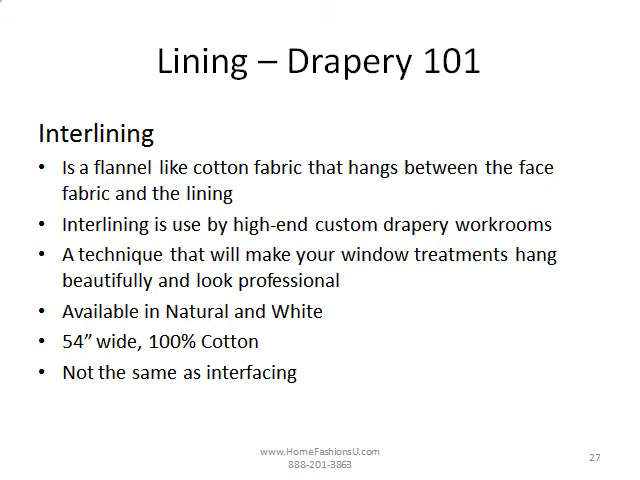As I stated earlier, inner lining is a flannel-like cotton fabric that hangs between the face fabric and the lining. It is used commonly by high-end custom drapery workrooms. It's a technique that will make your window treatments hang beautifully and look professional. It's available in natural and white. It is 54 inches and of 100% cotton, but it's not the same as inner facing.